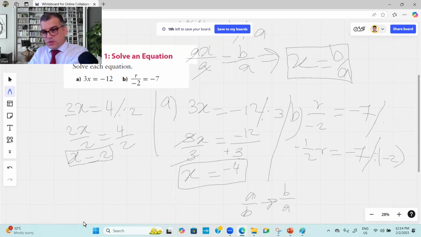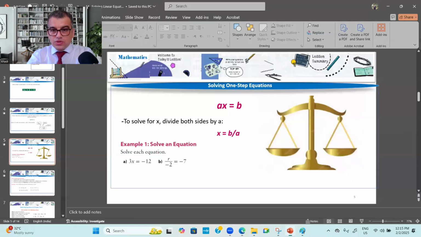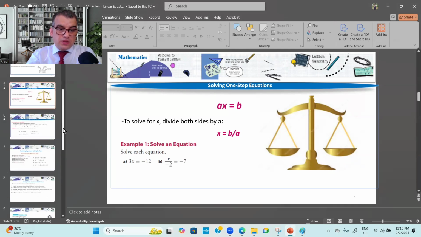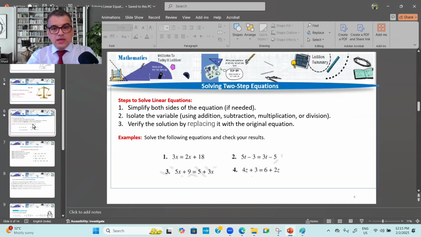Whenever you divide minus 2 by minus 1 by 2, on the right side we get r, and on the left side you will get positive 14, right? This is the solution of these types of equations. We can do it like this: you divide both sides of this equation by a. So let's go ahead. Next, solve two-step equations.